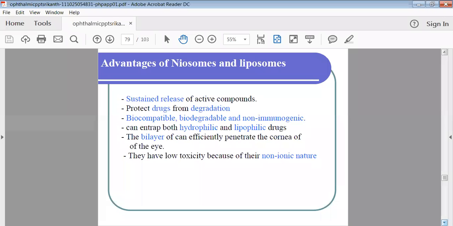Some advantages of niosomes and liposomes are that they can be made as a sustained release type of material. So for a longer period, we can deliver the drug inside the eye. They can protect the drug from degradation. They are completely biocompatible, biodegradable and non-immunogenic, and they can entrap both hydrophilic and lipophilic drugs. The bilayer can efficiently penetrate the cornea of the eye. They have low toxicity because of their non-ionic nature.